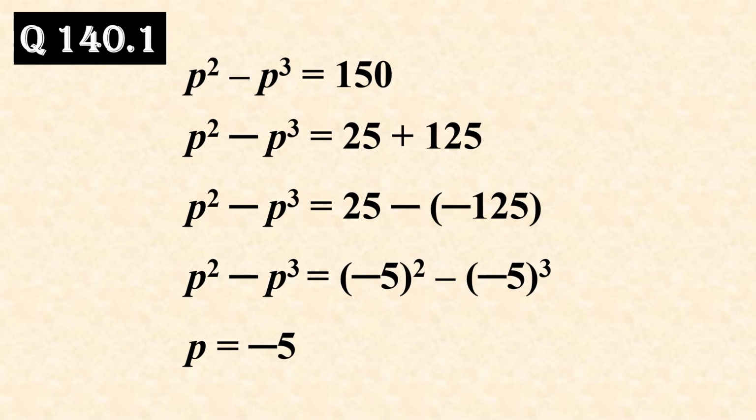Answer to question 140.1. Break 150 as powers of 5, that is, 25 plus 125, or 5 square plus 5 cube. But we have got a minus sign between p square and p cube on the left side. So write minus 5 instead of 5. Square of minus 5 minus cube of minus 5 gives 25 plus 125. So, P is equal to minus 5.